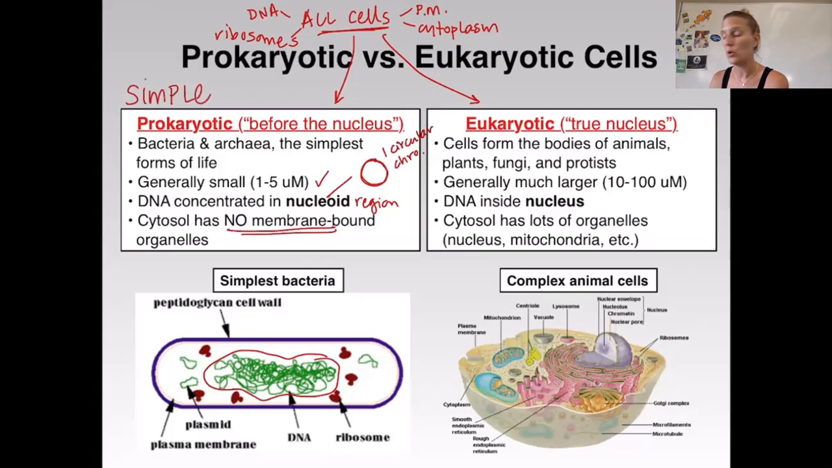Then we have the eukaryotic cells. These are the complex cells. These form the bodies of animals, plants, fungi, protists, all of those things. All the multicellular organisms are going to have eukaryotic cells, right? These are generally much, much larger. We're talking about 10 to 100 microns or micrometers. The DNA is inside this membrane-bound organelle or membrane-bound nucleus.